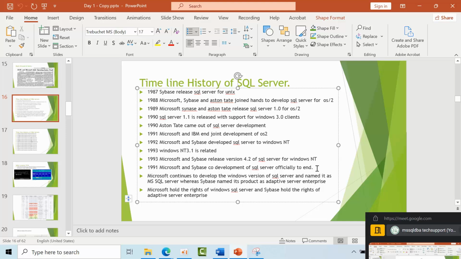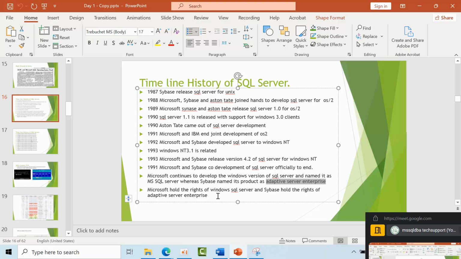So they got separated. Now both databases were called SQL Server. To avoid that confusion, Microsoft renamed its database as MS SQL Server. The Sybase company renamed its product as Adaptive Server Enterprise. Now Microsoft holds the copyrights for Windows SQL Server, and Sybase holds the rights for Adaptive Server Enterprise. So this is how our SQL Server journey started.